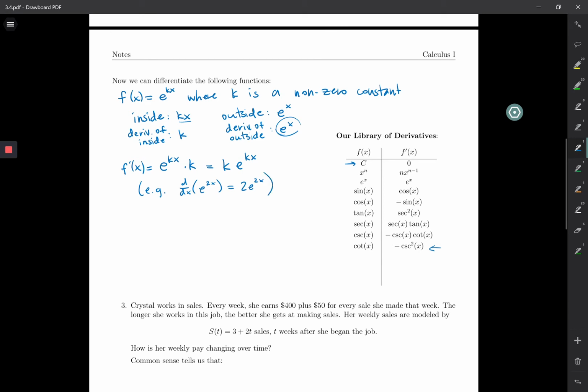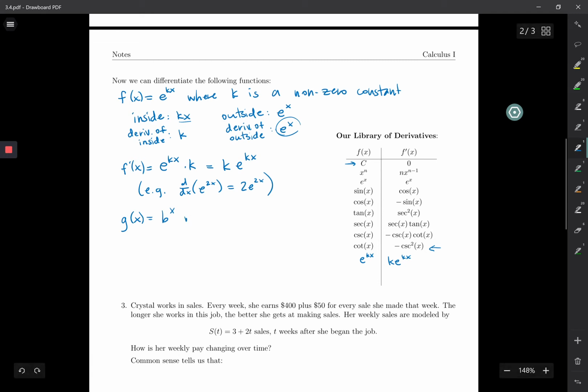Okay, so let's go ahead and add this to our table. So the derivative of e to the kx is equal to k e to the kx. And now that we have this formula, we can calculate another derivative that we weren't able to calculate before. So maybe I'll use a different label, so g of x. And this was the exponential function where we had an arbitrary base, right?